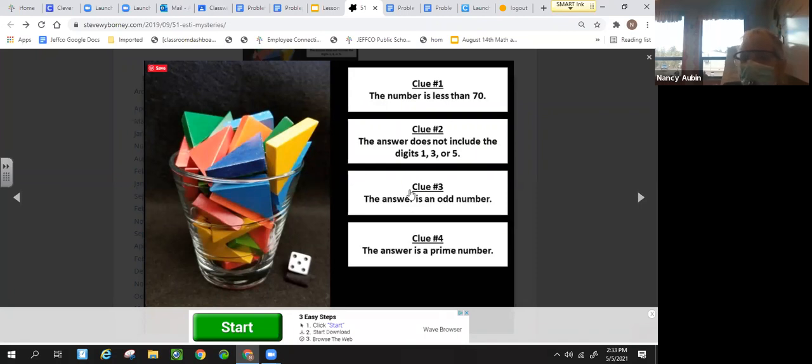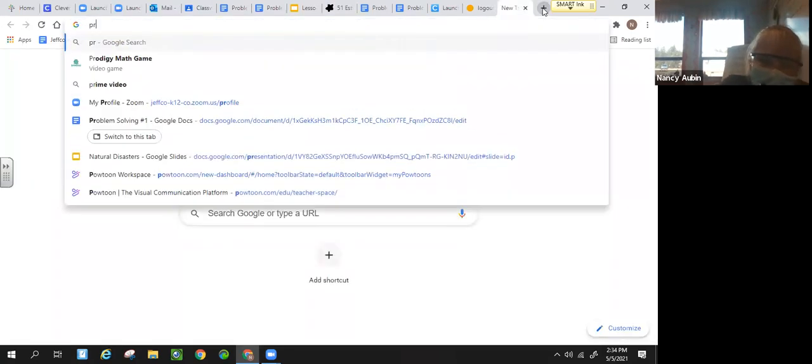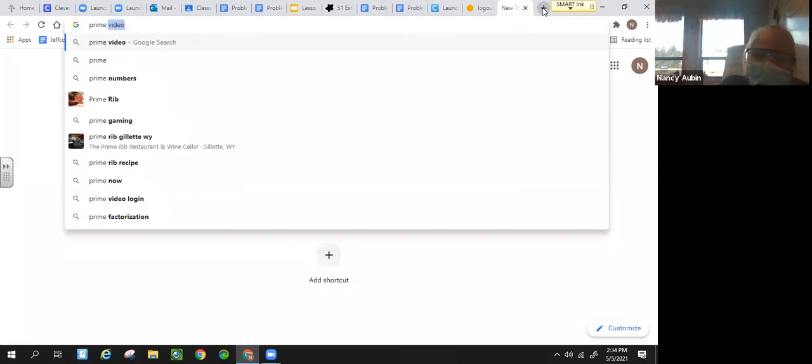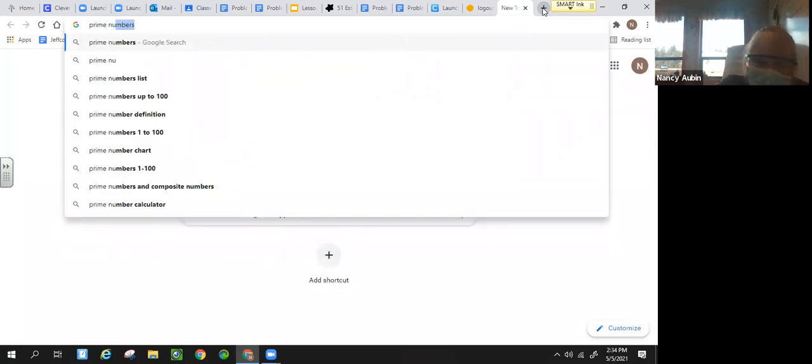No, the whole number, not the digits, the number is odd. The number 47 is odd. It could be 47, that's less than 70. What's a prime number? Here, let me show you. So that's a whole other lesson. It has to be divisible by only itself and one.